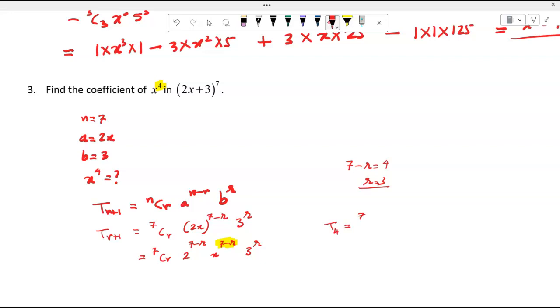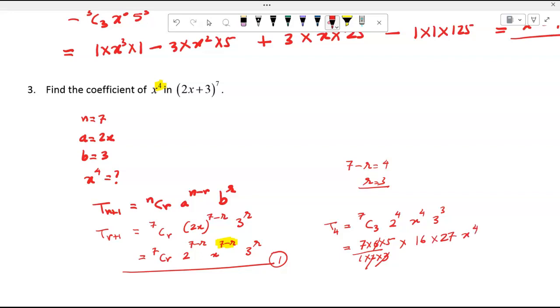If I put the value of r back, r is 3, you will get whatever your x is. So 2 raised to 4, x raised to 4, 3 raised to 3. What is 7C3? You know how to calculate it quickly? 7 into 6 into 5 over 1 into 2 into 3. 3 2s are 6, cancel it off. 16, correct? 27, x raised to 4.